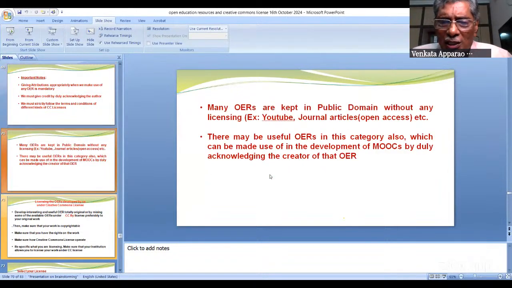Many OERs are kept in the public domain without any licensing. Example: YouTube, general articles, open access journal articles, etc., without any copyright. There may be useful OERs in this category also, which can be made use of in the development of MOOCs by duly acknowledging the creator of that OER.